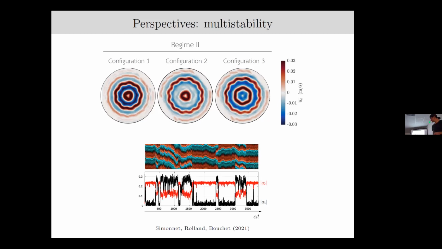But it's quite reminiscent of what has been obtained in a simple 2D barotropic model by Eric Simonet, Jean Roland, and Frédéric Boucher, where they solved the 2D vorticity equation in a simple square box. They waited for ages, and they saw some kind of transition between two and three jets, jets changing position. There is a sign of multi-stability in the system, but it's not really clear yet.